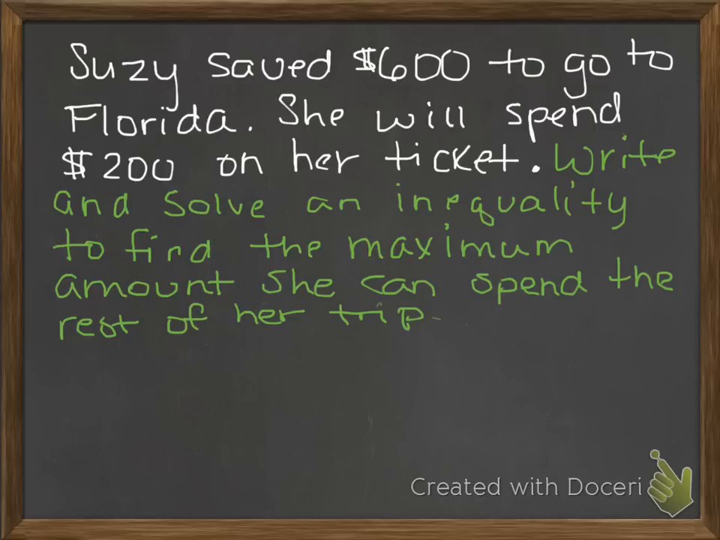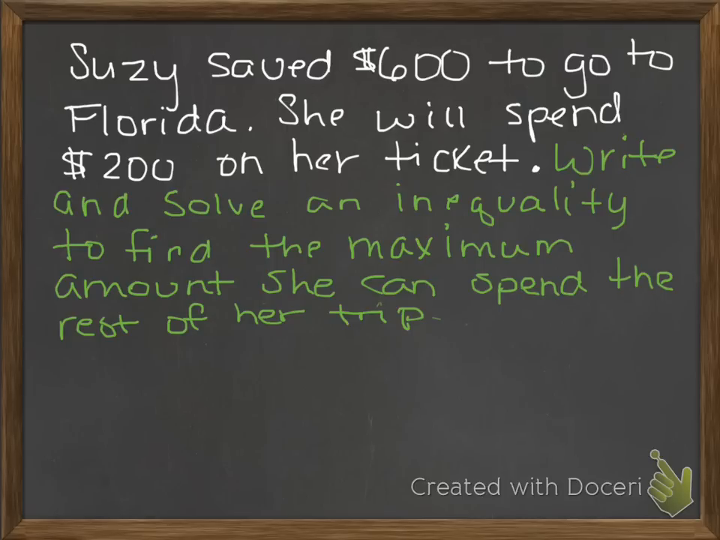All right, so now you see the problem. Susie saved $600 to go to Florida. She will spend $200 on her ticket. Write and solve an inequality to find the maximum amount she can spend the rest of her trip. So I realize you can do that in your head. The numbers on the test are not going to be quite as easy. Regardless, you have to do 2 steps. They're going to be 2 answer lines.